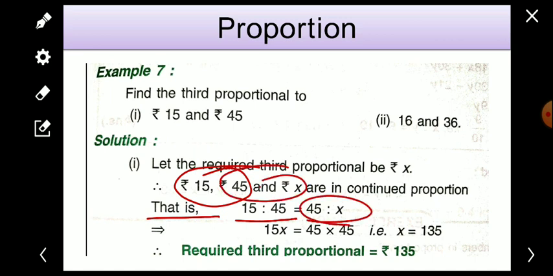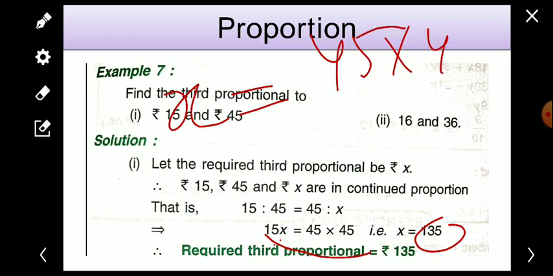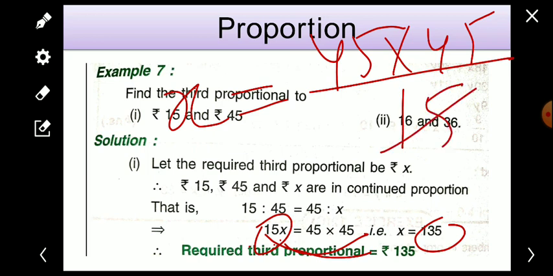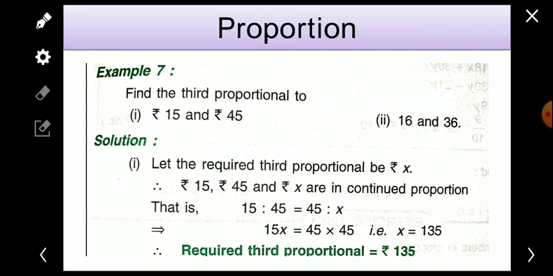So if we solve it, what is the rule? The product of the extremes, 15 into x, 15x, and the product of the means, 45 into 45, so 15x is equal to 45 into 45. 15 will be transferred to this side. Then if you solve this, you will get x is equal to 135. How? X is equal to 45 into 45 by 15. 15 times 3 is 45. If you multiply 3 and 45, then you will get 135. So x is equal to 135 we have got here.